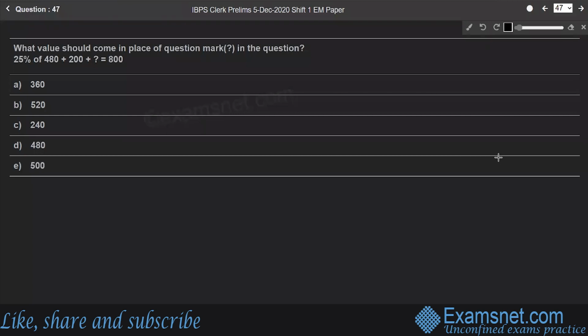Question 47. What value should come in place of question mark in the question? Here is the question. 25% of 480 plus 200 plus some value. So let the value be x is equal to 800. Right? So here again according to BODMAS rule, brackets, we have to remove the brackets here. There is no brackets. So of. So let us solve this part.